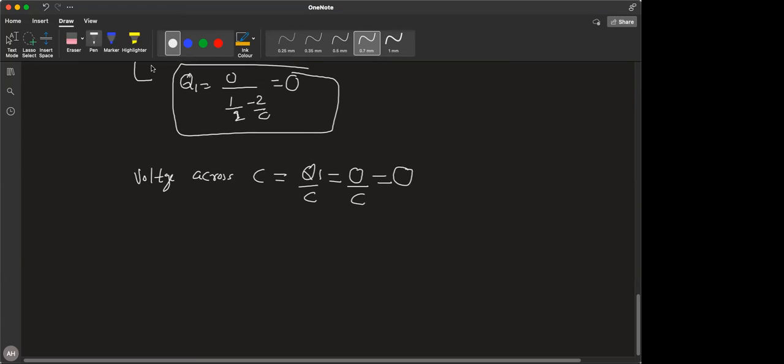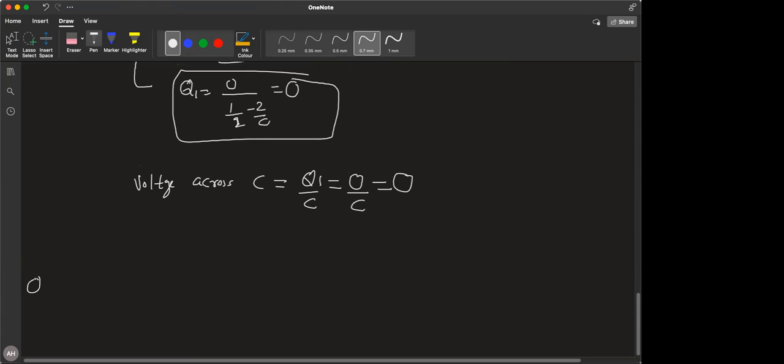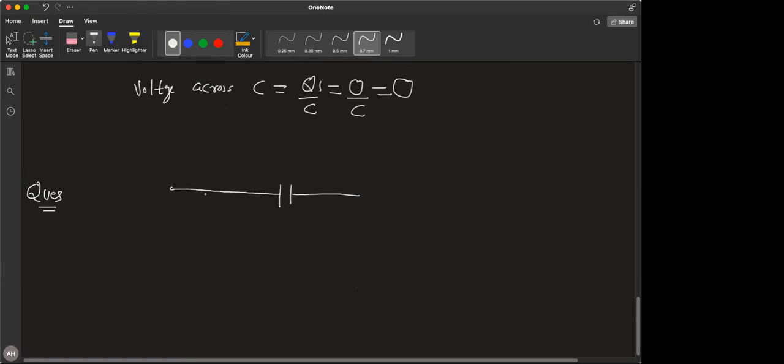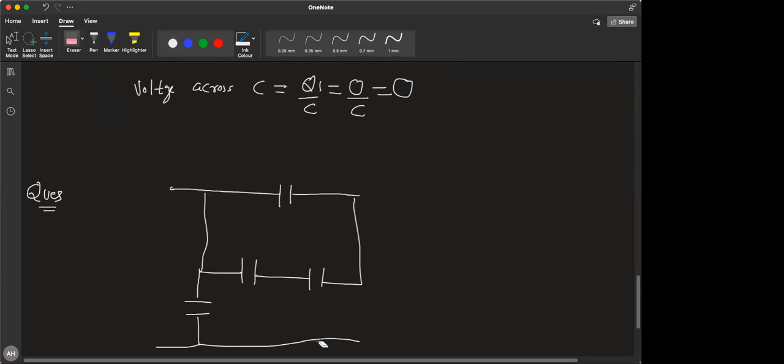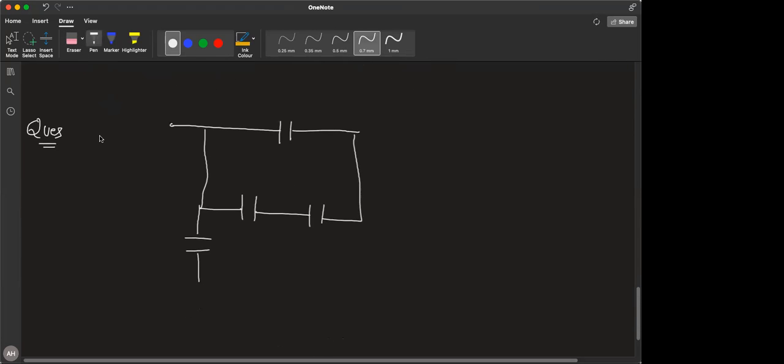Okay, we have discussed the Wheatstone bridge for resistors. So let's do one final question on circuits of capacitors. See, this circuit has a Wheatstone bridge hidden. Somewhere in this circuit, there is one Wheatstone bridge which is hidden. You have to identify that Wheatstone bridge. You have to use the balancing condition, and then it's over.